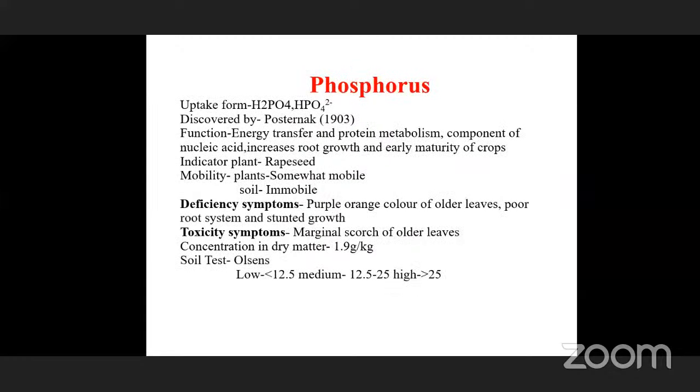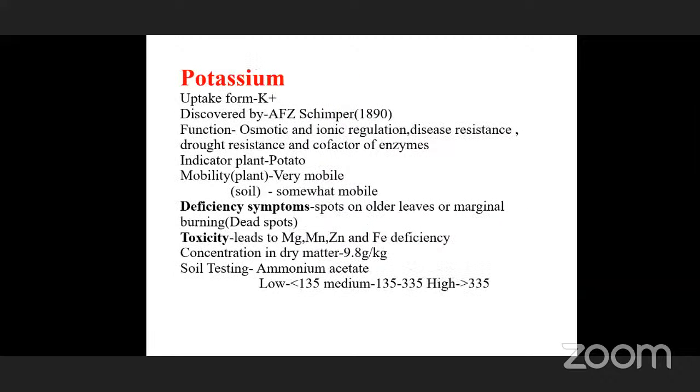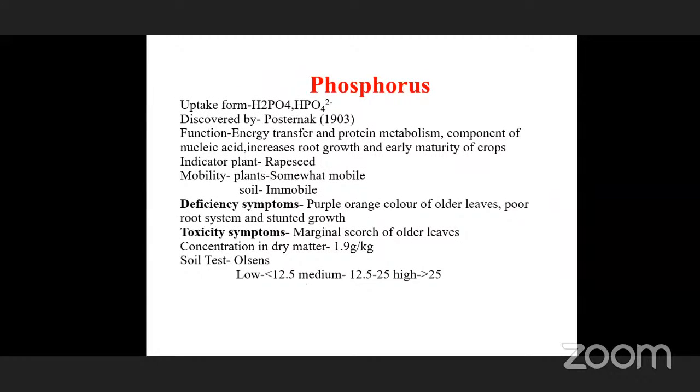Next is phosphorus. The active form of phosphorus is H2PO4-, HPO4 2 minus. It was discovered by Pasternak, P for Pasternak, in 1903. Its function is energy transport and protein metabolism, and it is also a component of nucleic acid. It increases the root growth and early maturity of the crops. As it increases the root growth, it has to be applied in the beginning itself.